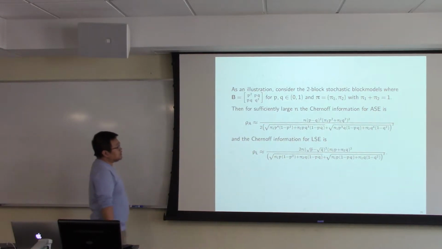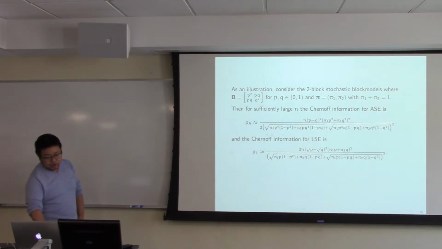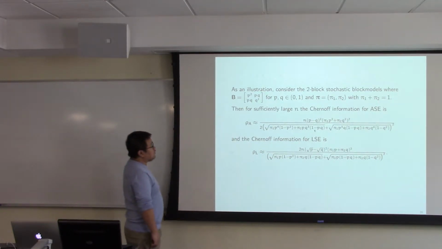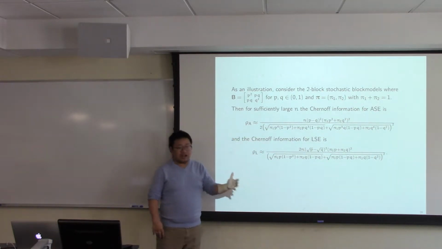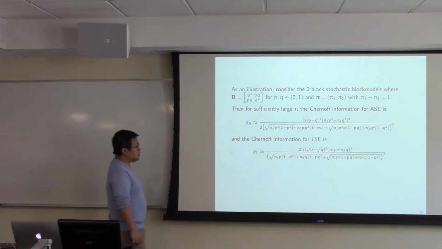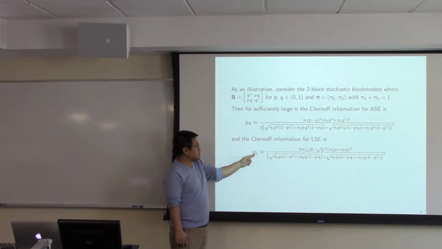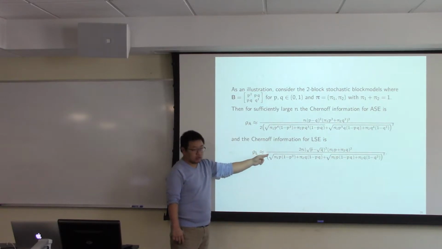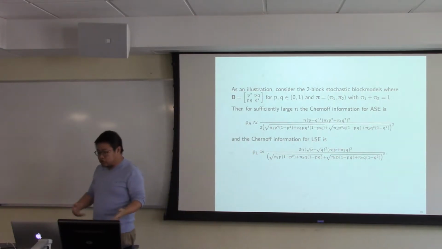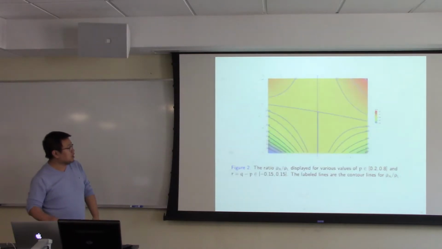So for the one-dimensional space, the two-block model, I can evaluate the Chernoff information exactly. For large n, it is equal to this for the adjacency spectral embedding, and equal to this for the Laplacian spectral embedding. So for this model, the Chernoff information between these two blocks for the spectral embedding is this quantity, and the Chernoff information for the Laplacian spectral embedding is this quantity. And it is unclear looking at this expression which one is larger. So I'm just going to plug it into the computer and run it.